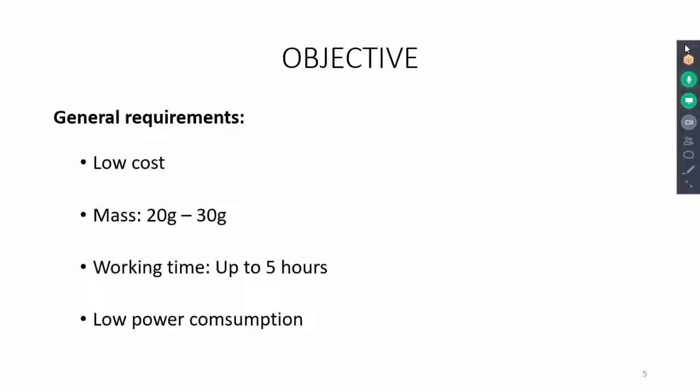There are some general requirements for the balloon radiosondes. First, they shall be low cost, since they are supposed to be used just once and be disposable. Second, the total weight of each balloon shall be around 20 to 30 grams. Furthermore, their working time shall be up to 5 hours. From the weight and working time constraint, the electronic circuit shall be low power consumption.